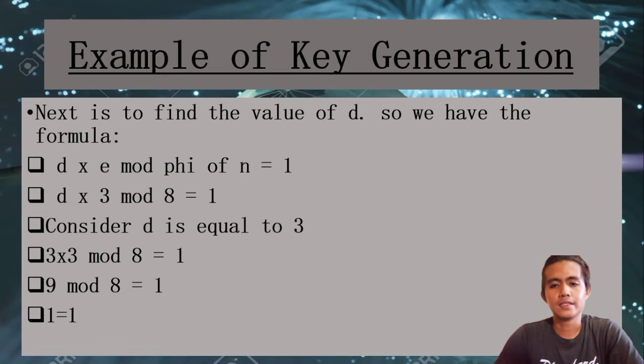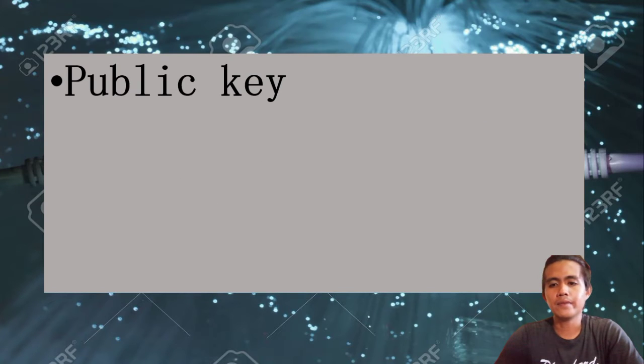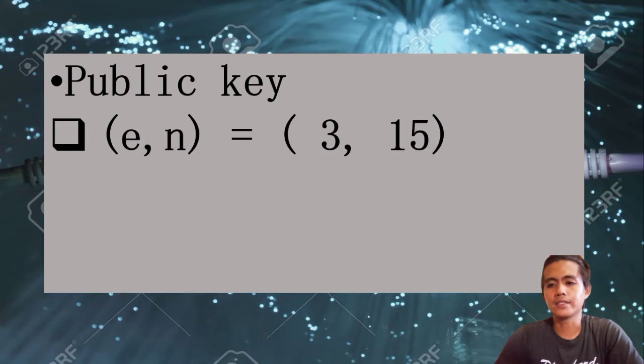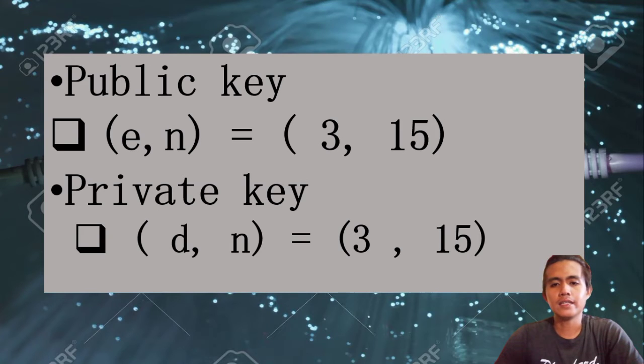So next, here we now have the public key, which is E and N, which is 3 and 15, and the private key D and N, which is 3 and 15. Now we can move forward to encryption and decryption.